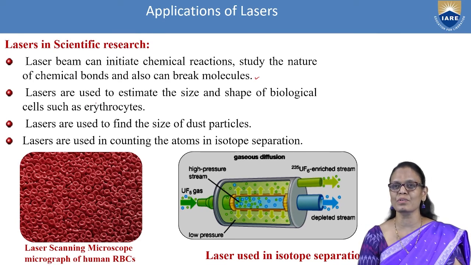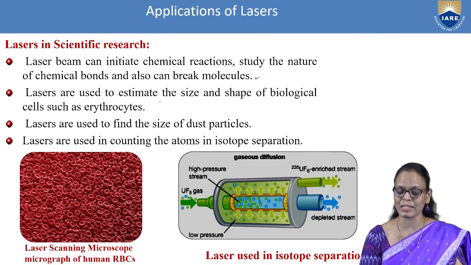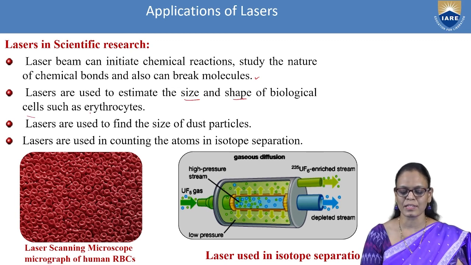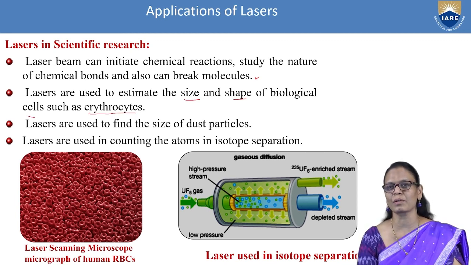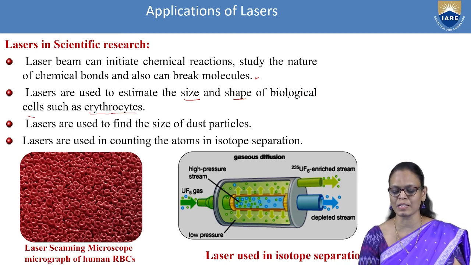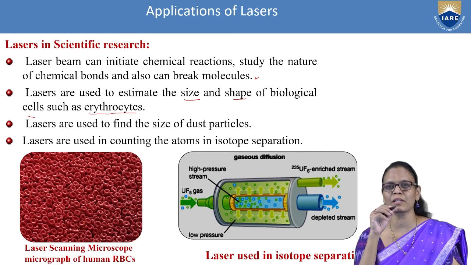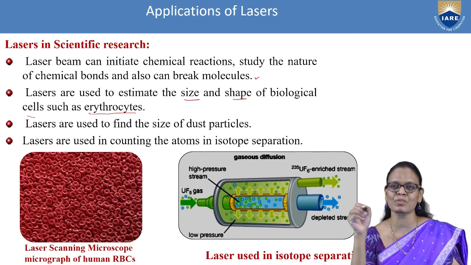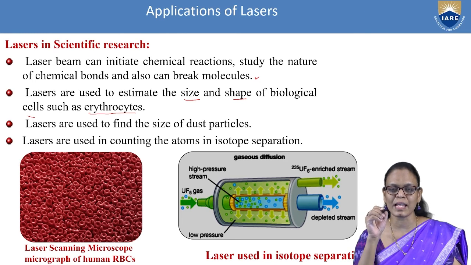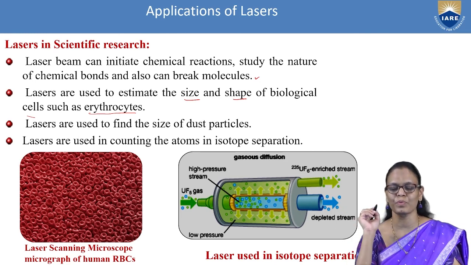And laser is also used to study or estimate the size and shape of biological cells, such as erythrocytes. When we are talking about biological cells, meaning the cells that are present inside our body, to estimate the size and shape, they use laser. So sometimes when we see our medical reports, they write there what type of laser beam is used to study the cell size or to make the report.